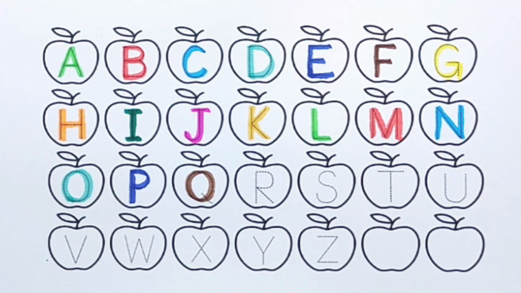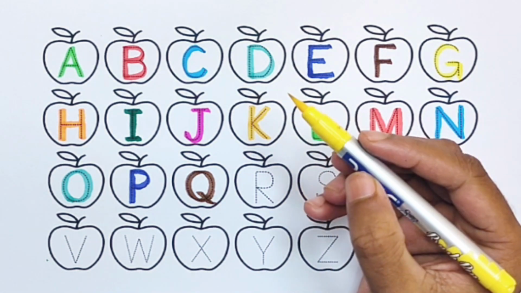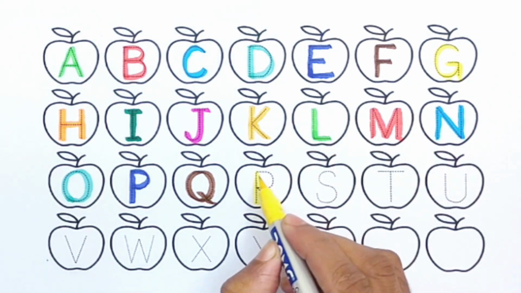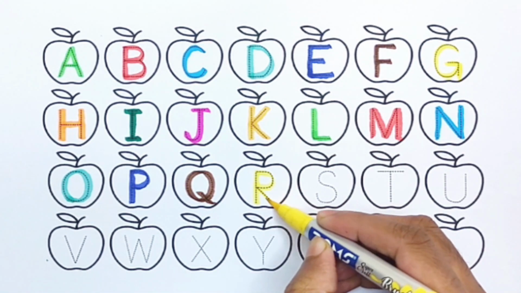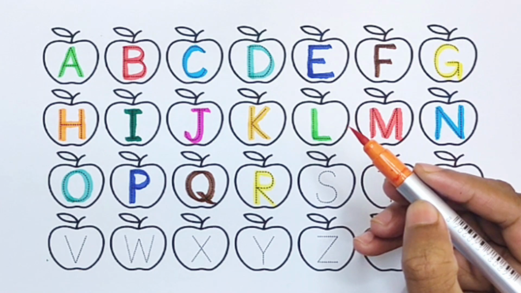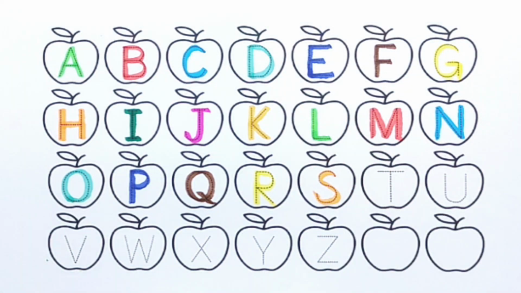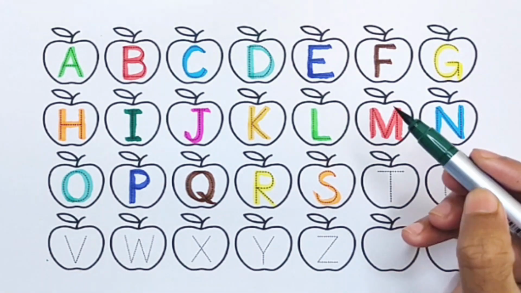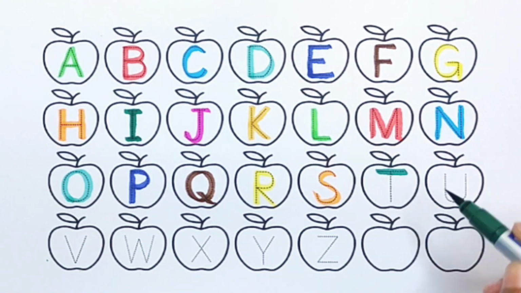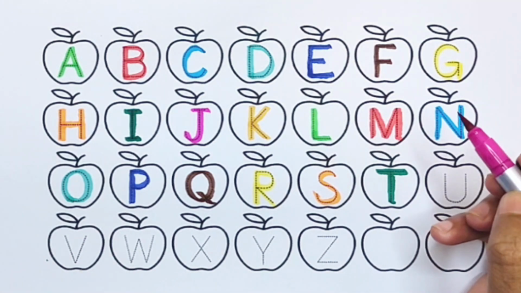Q for queen, yellow color. R for rainbow, orange color. S for strawberry, green color. T for tomato, pink color.